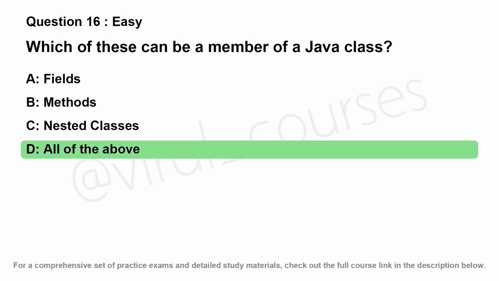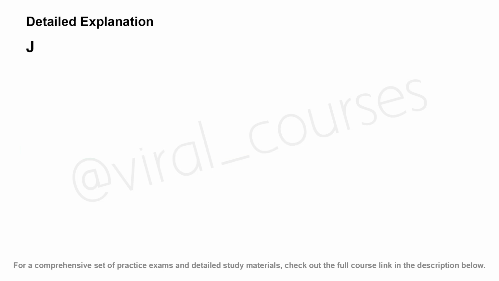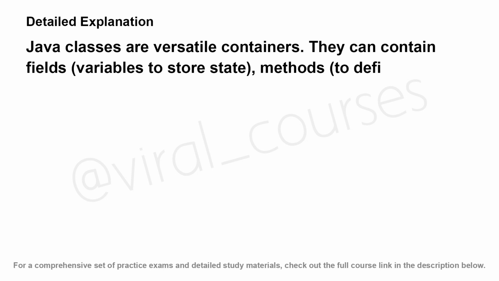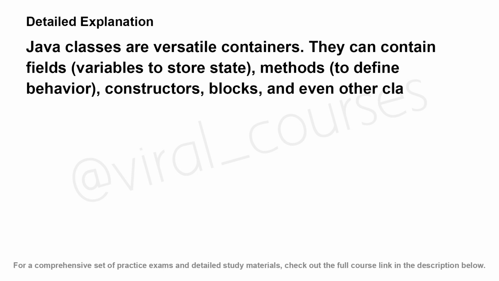The correct answer is D. Java classes are versatile containers. They can contain fields, variables to store state, methods to define behavior, constructors, blocks, and even other classes, nested or inner classes.